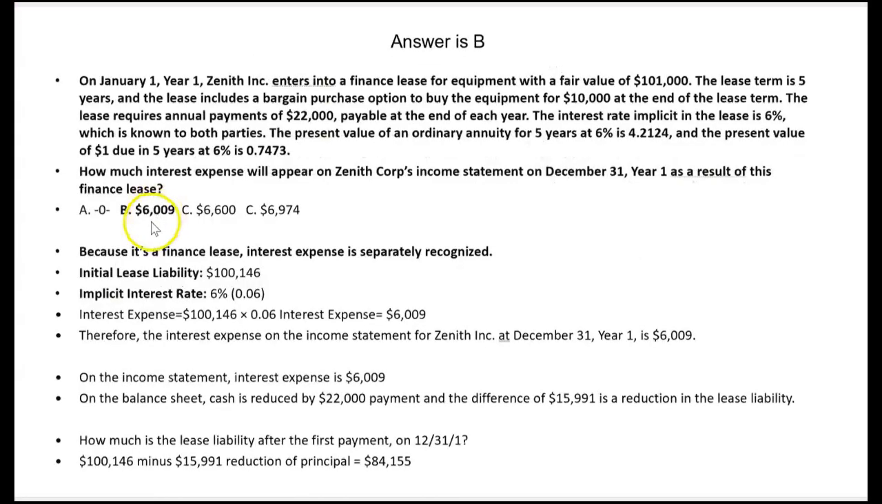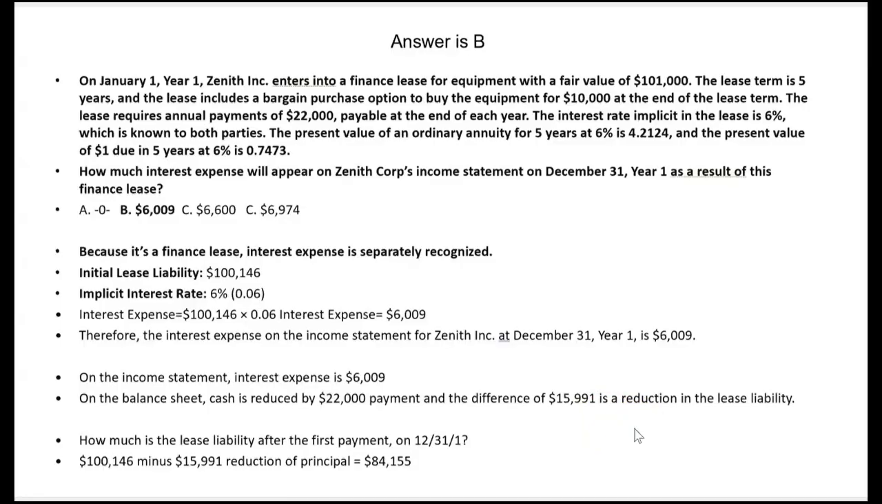So the interest expense is $6,009. How do we get it? It's based on the initial lease liability of $100,146 that we calculated in the previous question, times the 6% implicit rate that they told us about, equals $6,009. So on the income statement, interest expense is $6,009. On the balance sheet, cash is reduced by the $22,000 payment, and the difference between $22,000 and $6,009 is $15,991. And what do we do with that? That's a reduction of the lease liability.